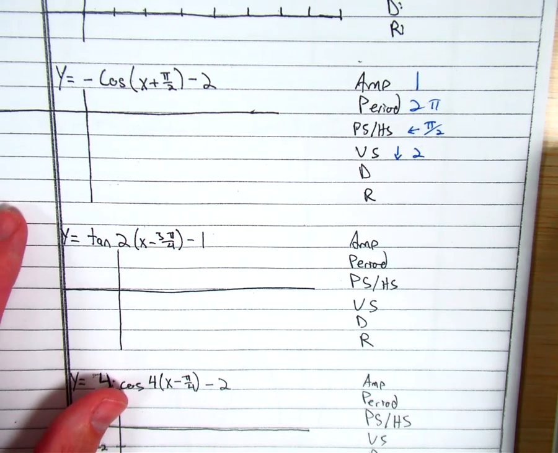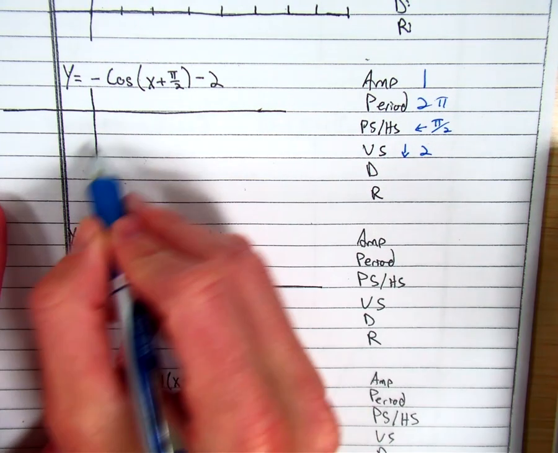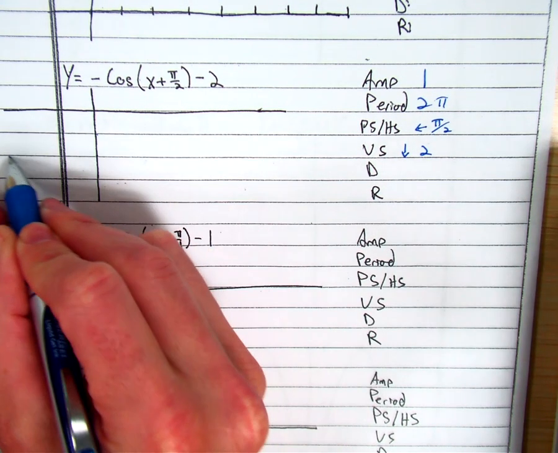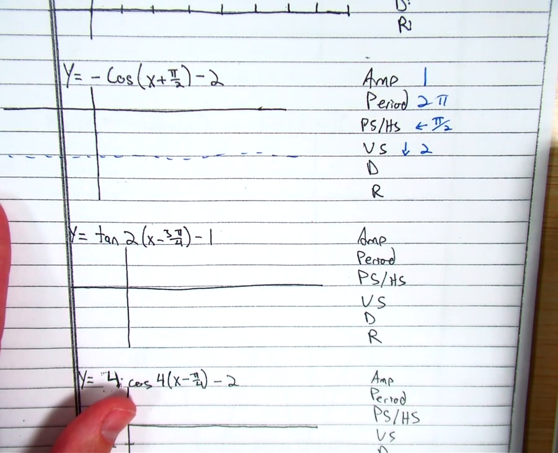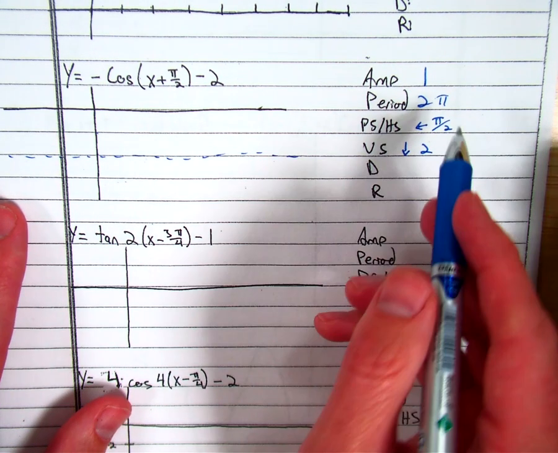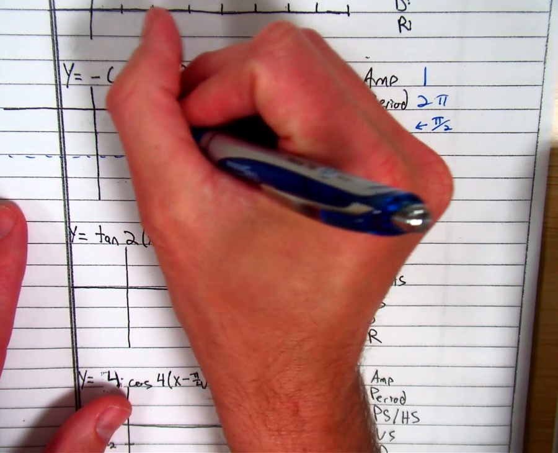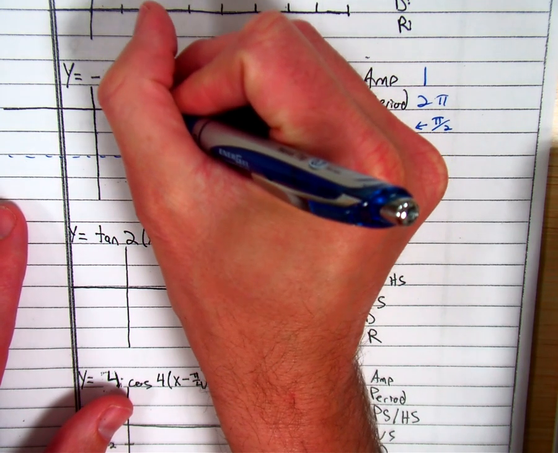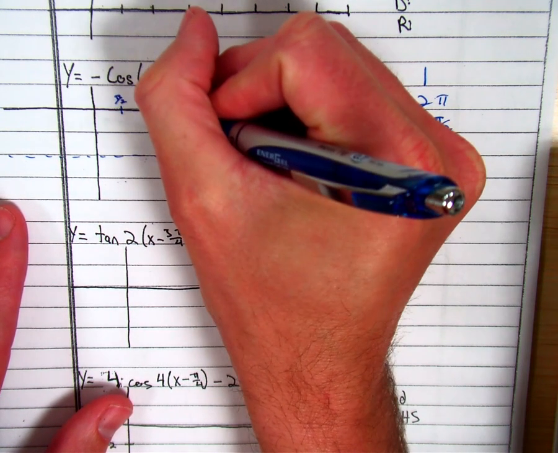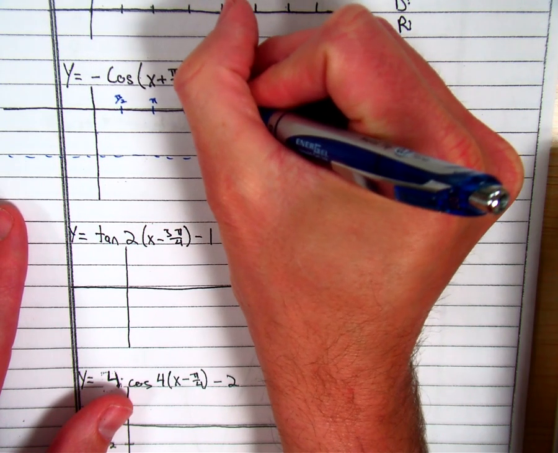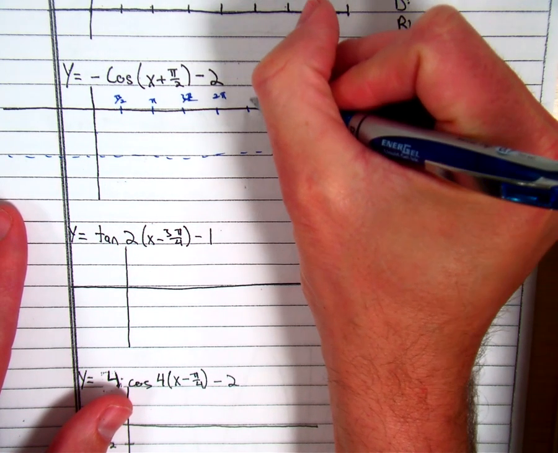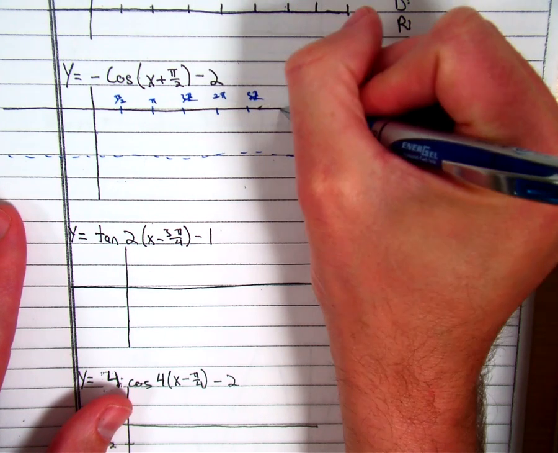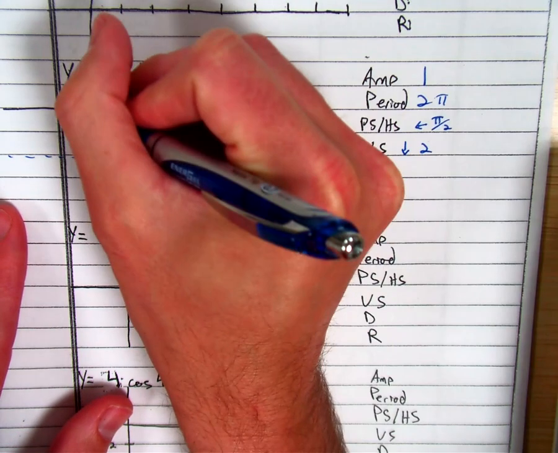Okay, I think we got enough. So vertical shift down 2, negative 1, negative 2. There's our new midline. And then we have period, 2 pi divided by 4. We're counting by pi over 2s. We'll go backwards a little bit.